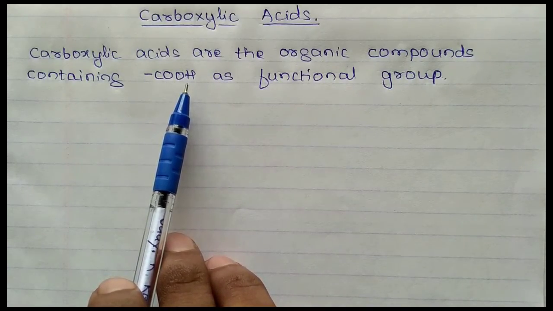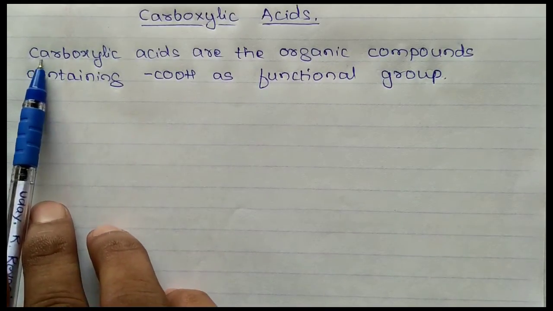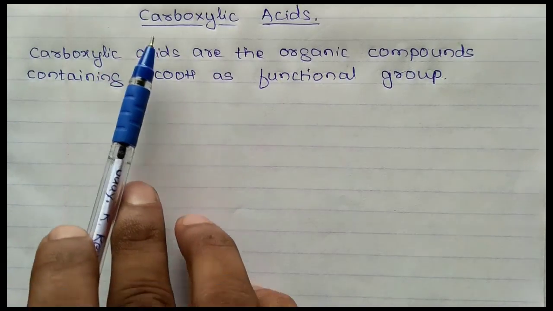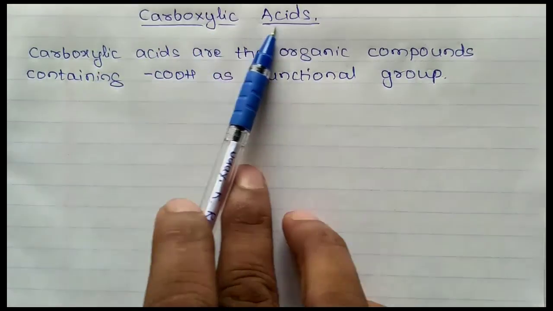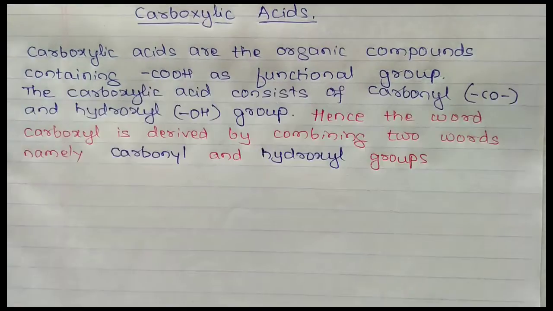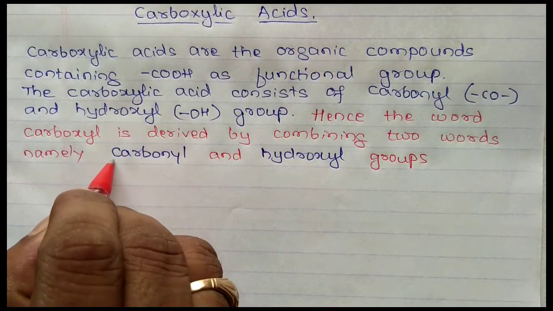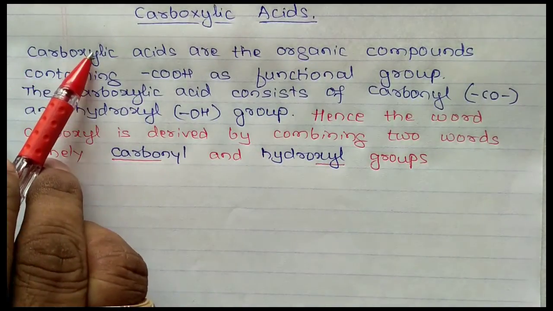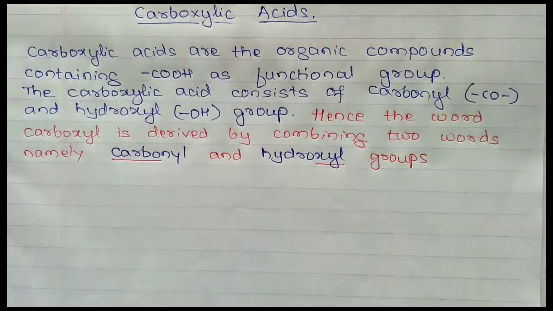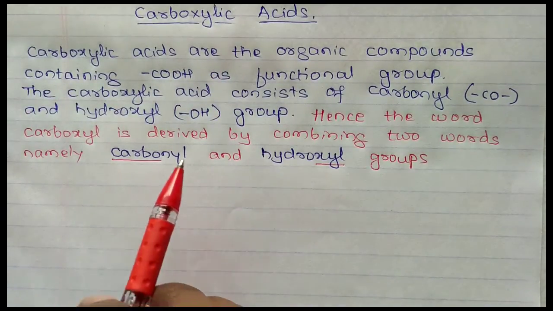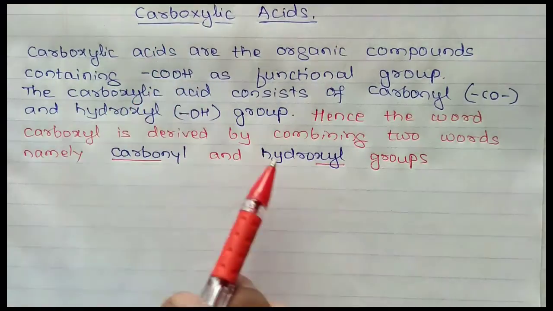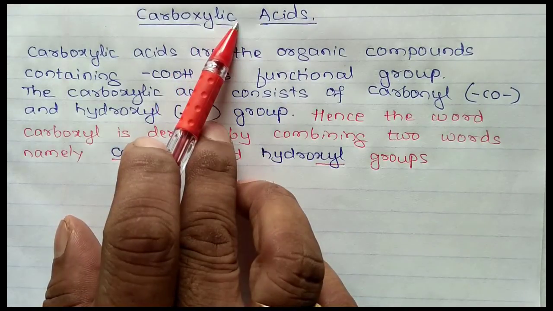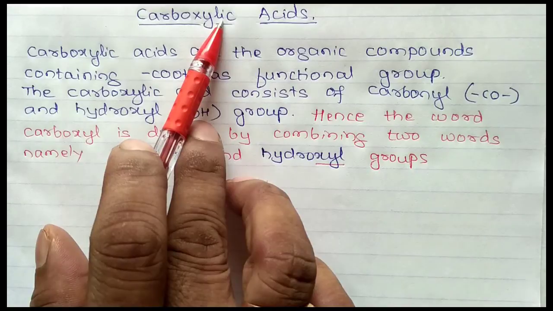Hence, the word carboxyl is derived by combining two words: carbonyl group and hydroxyl group. By combining these two names, these compounds are named carboxylic acids. So, carbo and xyl, carboxyl. As this is an acidic compound, the name has the suffix ic acid, carboxylic acid. Organic compounds are suffixed as ic acid.